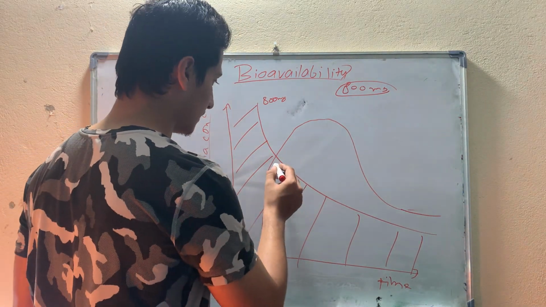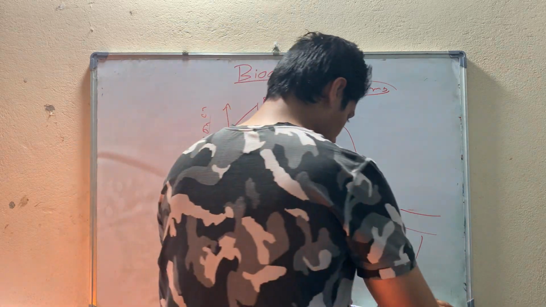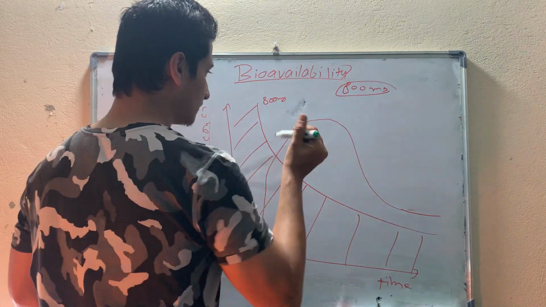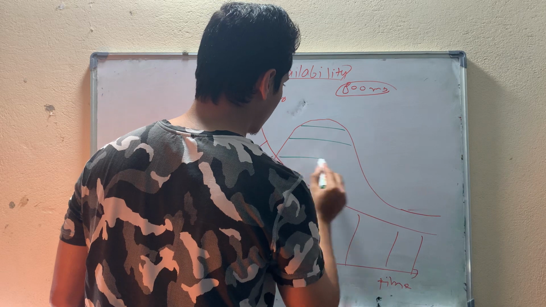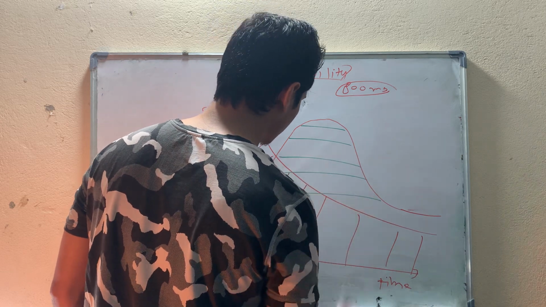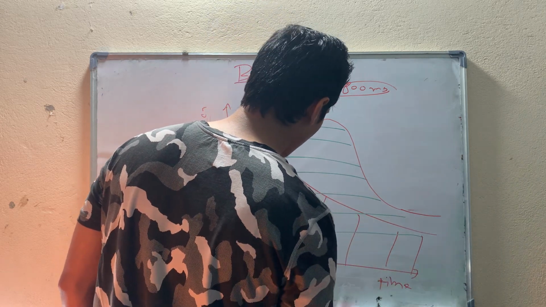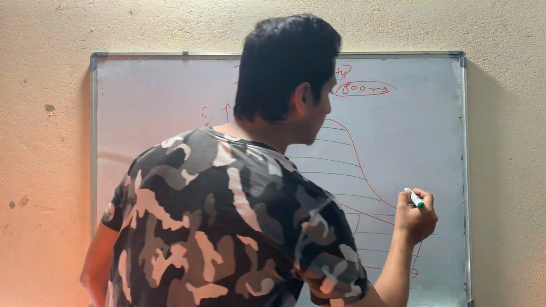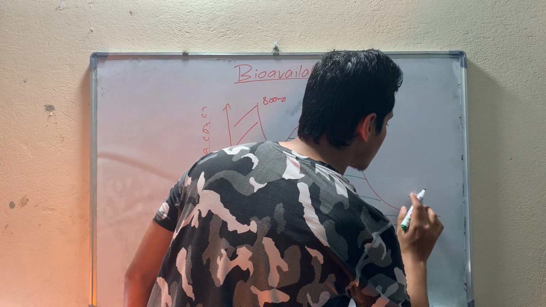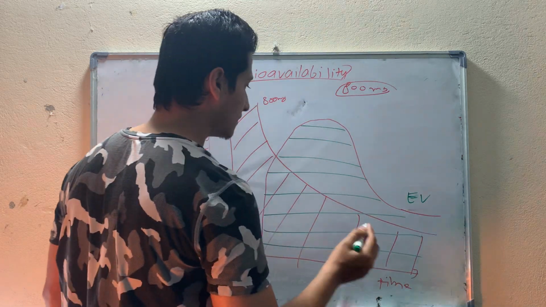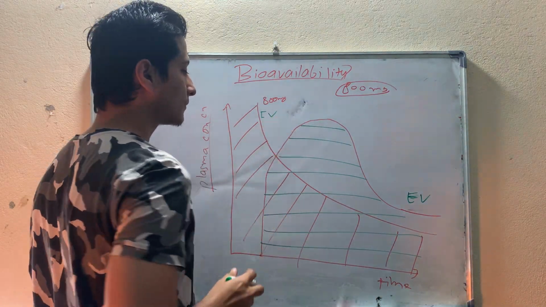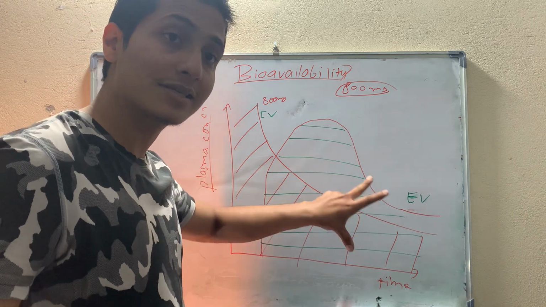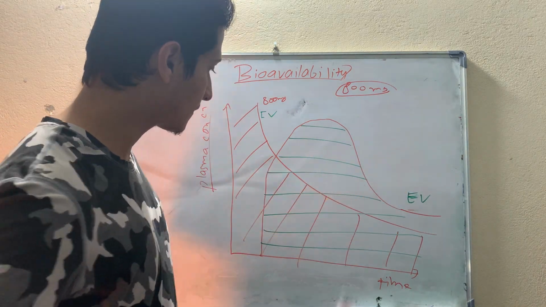Let's use another color here. The graph comes to be like this, right? How do we form this graph? For example, now this is extravascular, this is intravascular. So for now, let's only see the extravascular curve.